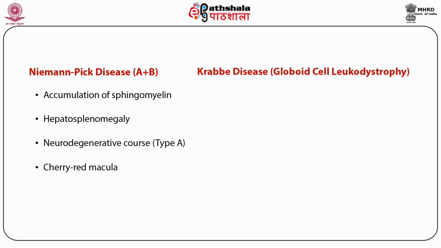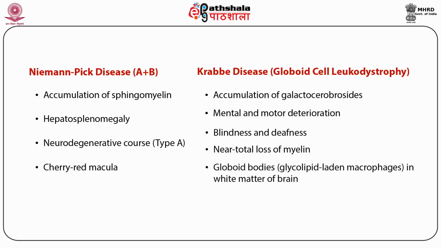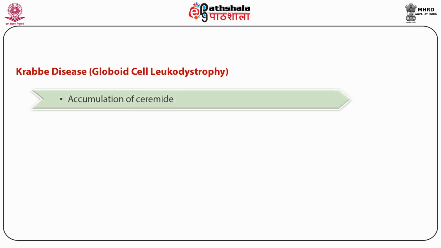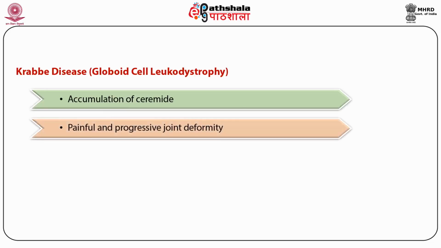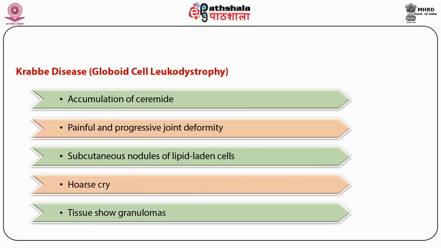In globoid cell leukodystrophy, which is also called Krabbe's disease, the accumulation of galactocerebrosides occurs, which causes motor deterioration as well as mental deterioration. The severity of the disease causes blindness and deafness, and there is a near total loss of myelin. Also, globoid bodies in white matter of brain have been lost. In case of Farber's disease, there is an accumulation of ceramide, which causes painful and progressive joint deformity, and subcutaneous nodules of lipid-laden cells. There is a hoarse cry, and tissue shows granulomas.